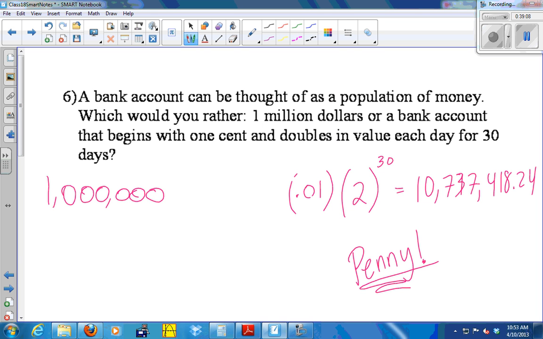I mean, this is an extreme example because no bank account is going to pay you 100% interest, doubling daily. That's crazy. But this is an example of compound interest, and it shows how powerful compound interest is. Albert Einstein once said that compound interest is the most powerful force in the universe. Growing, which basically means exponential growth. Growing by a multiple is one of the most powerful forces in the universe.